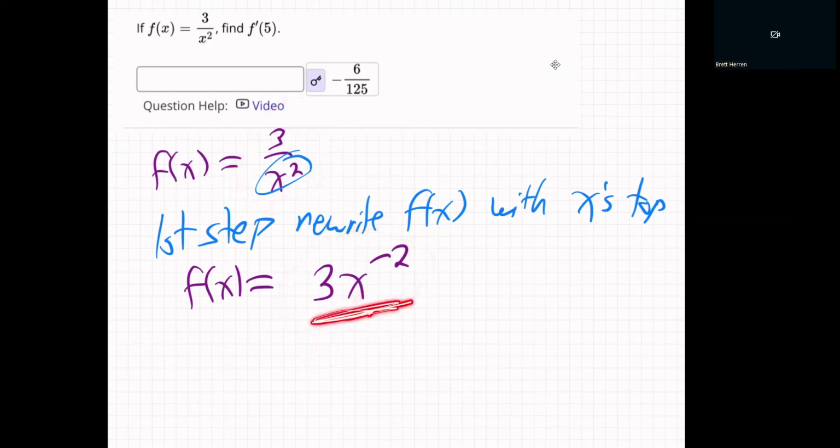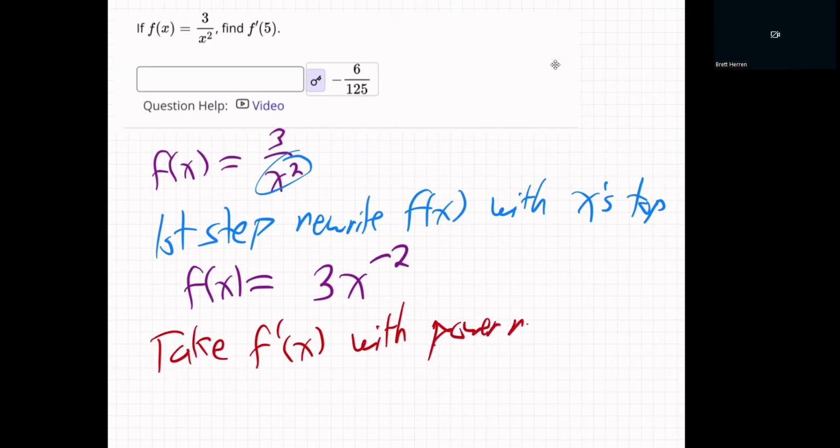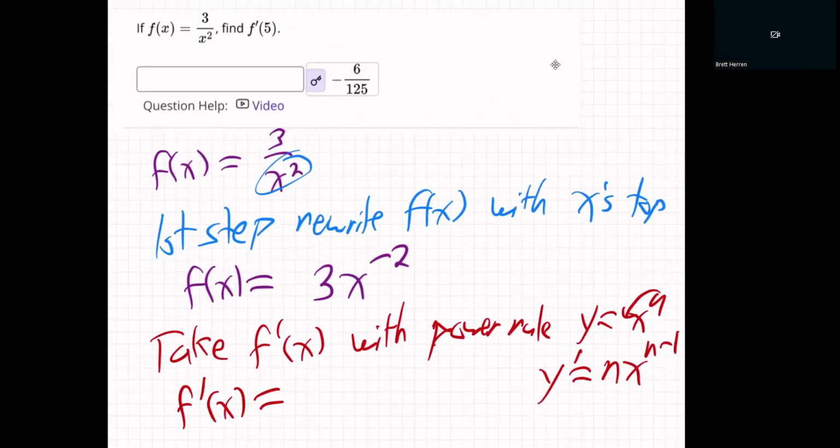We like to rewrite it this way because it makes it easy now to do. I'm going to take the derivative, take f prime of x with the power rule. What's the power rule? That if you have y equals x to the n, the derivative brings the n down and subtracts 1 from the power. So once you have it rewritten, you can do that. So f prime of x is bring it down, multiply it. Minus 2 times 3 is minus 6, and then subtract 1 from that, minus 3. That good there?